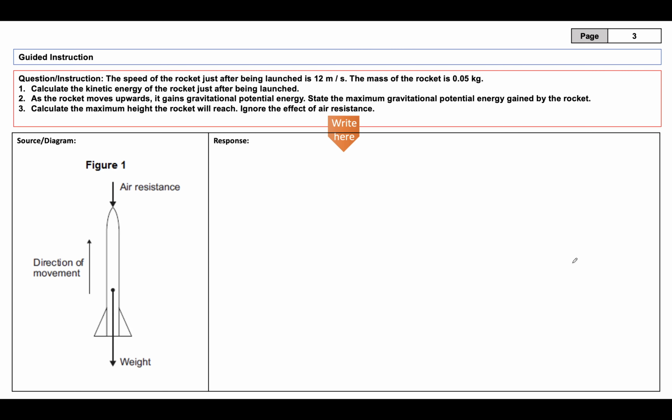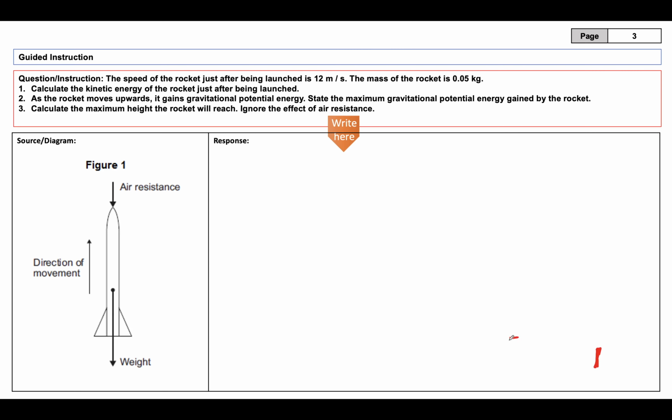So we'll have a look at an example of this one. So it's the same idea, but it's slightly more complicated. So I've chosen to do the most complicated example with you, so hopefully the rest will be a little bit easier. So the speed of the rocket just after being launched is 12 meters per second, and the mass of the rocket is 0.05 kilograms. So this is similar, but we're doing the opposite. So rather than starting off with potential and going down, I'm going to start off with kinetic and I'm going to go up.